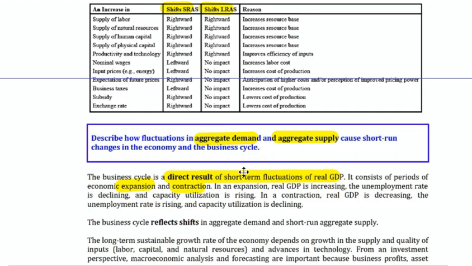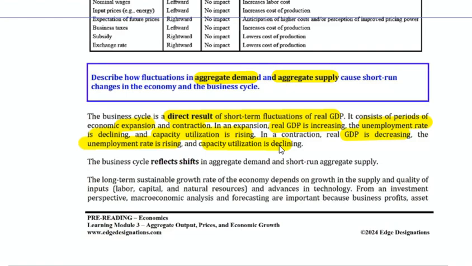When the business cycle is in a period of expansion, real GDP is increasing, unemployment is going down, and the capacity utilization is going up. When there's a contraction, real GDP is going down, the unemployment rate is going up, and the capacity utilized is going down. The business cycle reflects shifts in aggregate demand and the short-run aggregate supply.